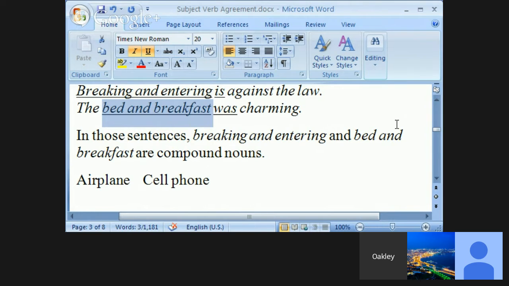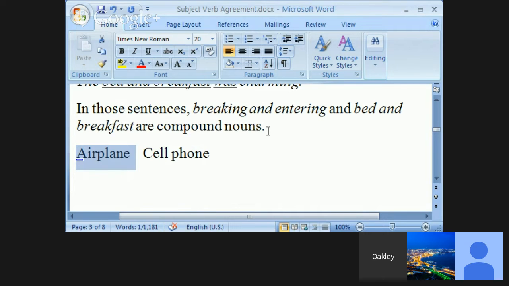A bed and breakfast is a very specific type of hotel. It has a very clear definition. And breaking and entering is one crime. If the police arrest you for breaking and entering, they charge you with one crime, not two different crimes. You don't get charged with breaking and then charged with entering. It's one crime. So it's a compound noun. So it's no different than saying airplane. All right, that's the deal. That's why.